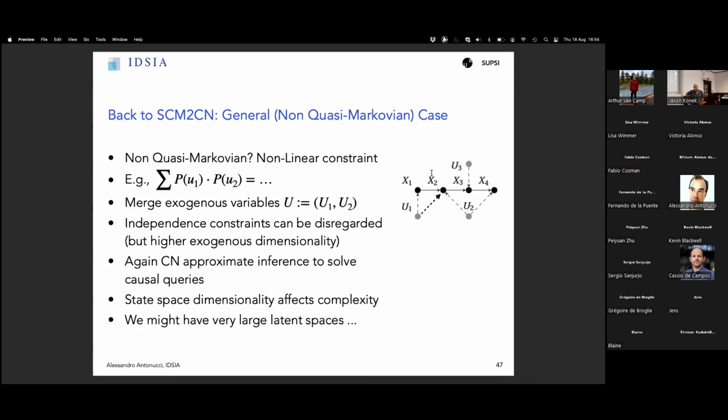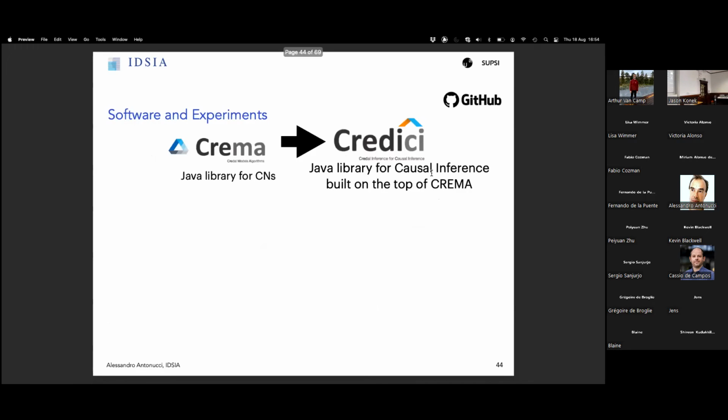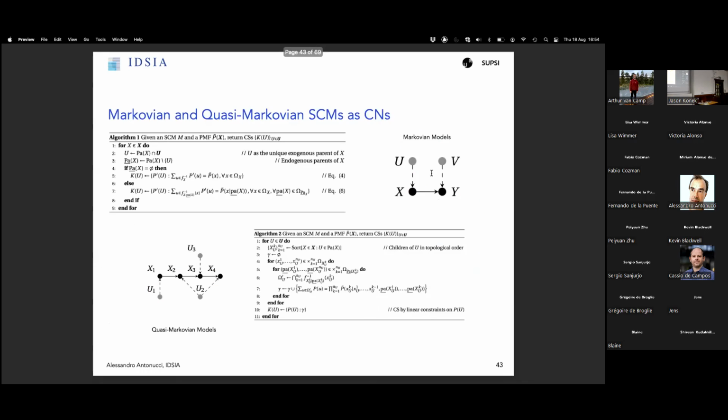There is still an open question, because the machinery I described to you is only suitable for a special class of structural causal models, when they have this quasi-Markovianity.